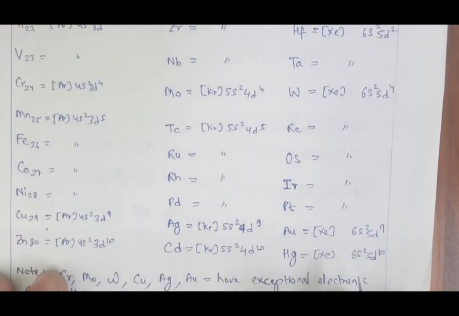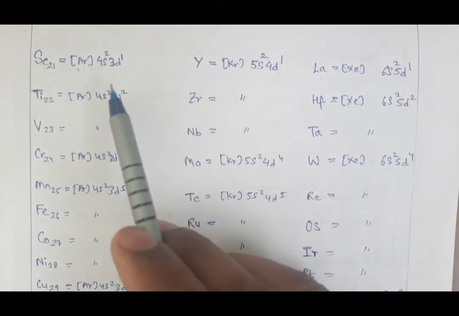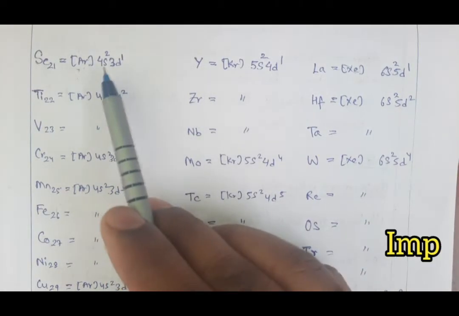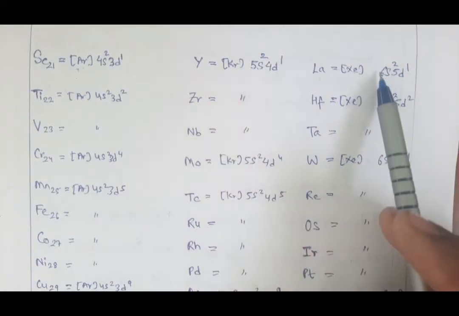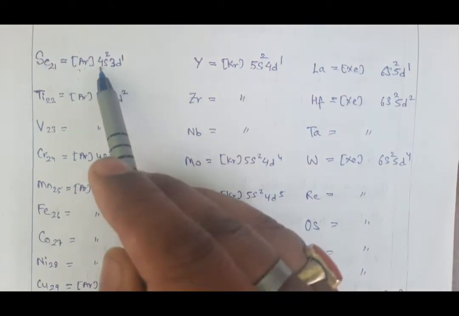So you understood the pattern of how to make it. If you know it for scandium, you can make it for all the rest below it. Similarly, if you know it for yttrium, you can make it for all of them, and if you know it for lanthanum, the same thing will go for all of them.